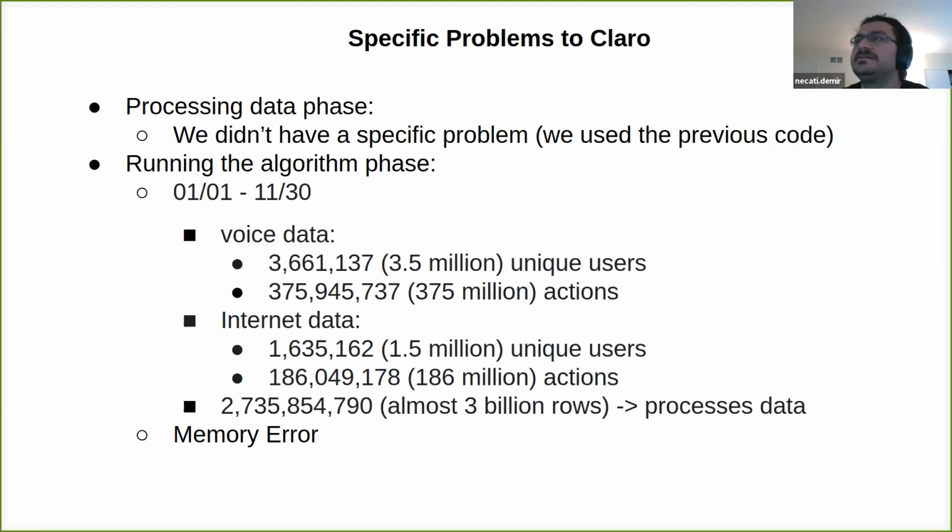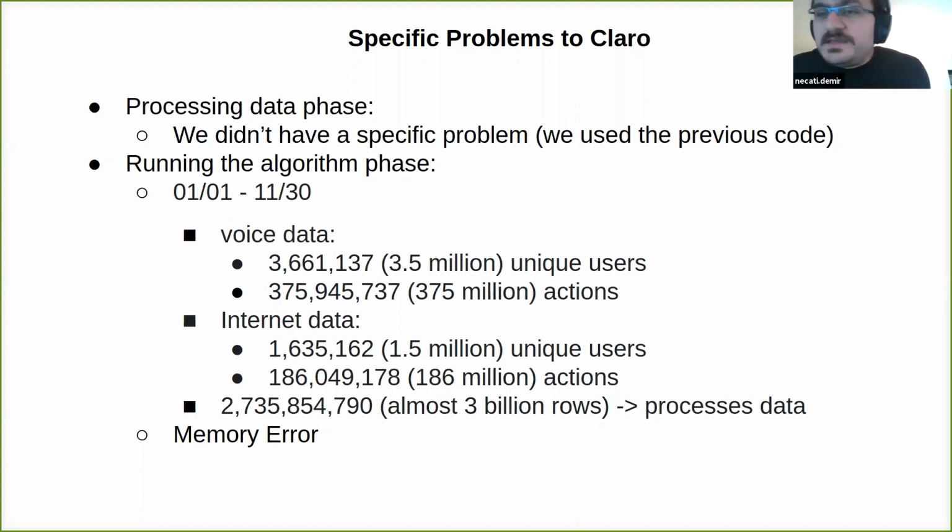Processing data. Okay, again, we didn't have a specific problem processing. Do you see? Again, it's automatized. Perfect. We used the previous code. No problem. We process the data and convert it into the format that we want. Running the algorithm. So what do we have? That is something you should be aware of.